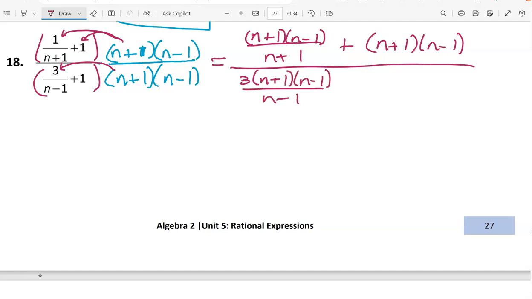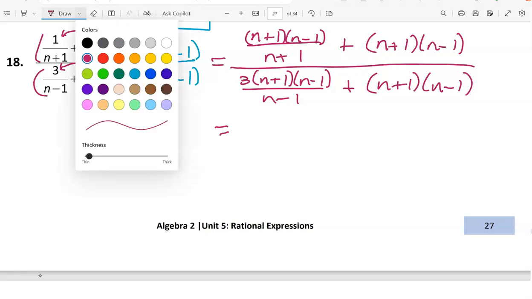divided by n minus 1. And then distributing to the second term, we get 1 times n plus 1 times n minus 1. Do not be tempted to cancel here because your numerator and denominator are not in factored form. Let's simplify each of the expressions here.